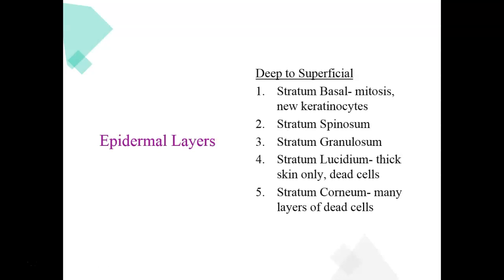The stratum spinosum, think spiny. So these cells are sort of long and spindle shaped, and they begin to accumulate the keratin granules and help to form that waterproofing layer. So this layer of cells is usually many layers thick. Your stratum granulosum is the third layer from the bottom, and it's filled with granules.